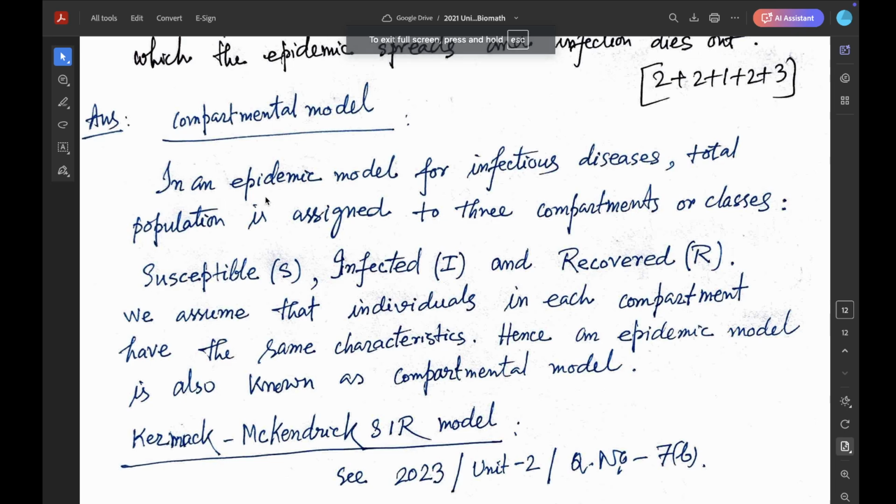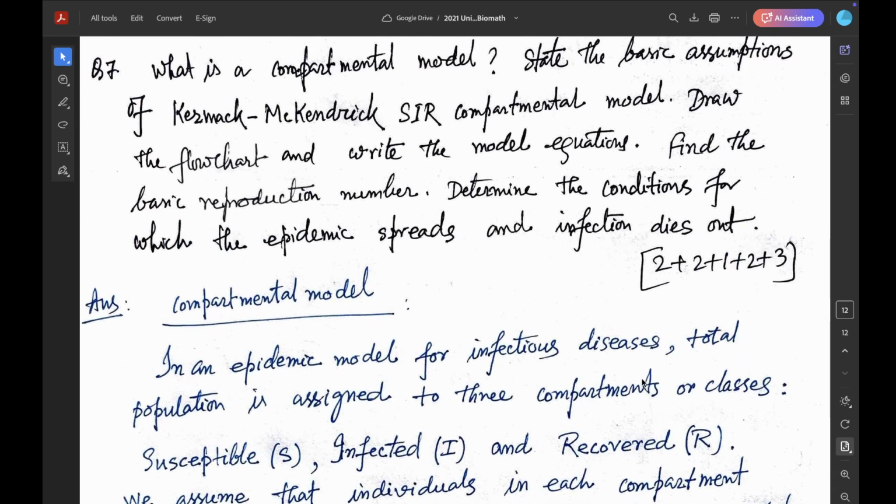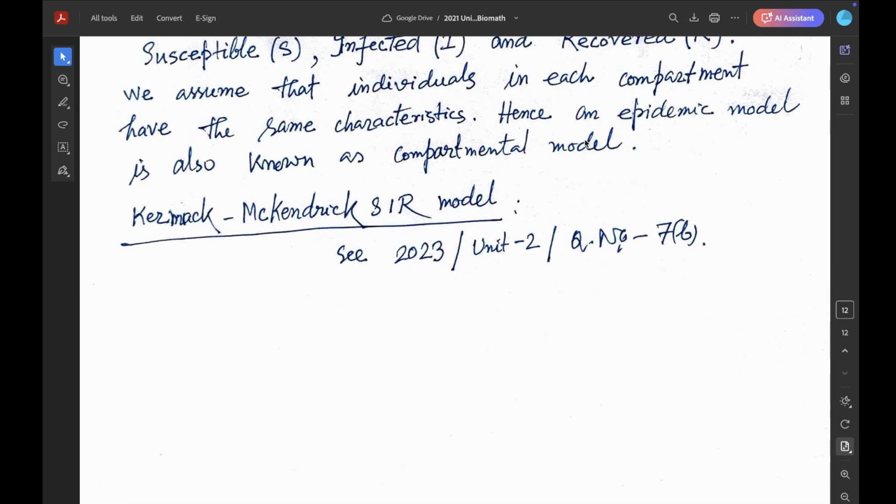Compartmental model: in an epidemic model for infectious diseases, the total population is assigned to 3 compartments or classes: susceptible S, infected I, and recovered R. We assume that individuals in each compartment have the same characteristics. Hence, an epidemic model is also known as a compartmental model. And for the second part of this question, the Kermack-McKendrick SIR compartmental model, we have already answered this in 2023. So please see the video 23 Unit 2 question number 7B.